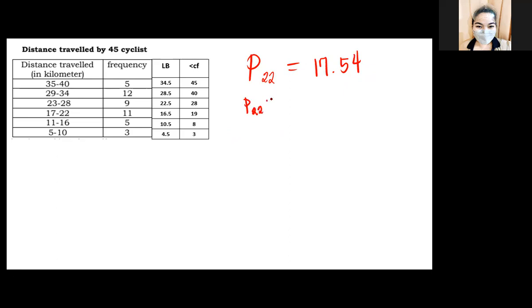So we have P sub 22. 22 times 45, kayo na magbigay ng answer ha, divided by 100. Ano pong answer natin dito? 9.9 po. Yeah, 22 times 45 divided by 100. We have 9.9.